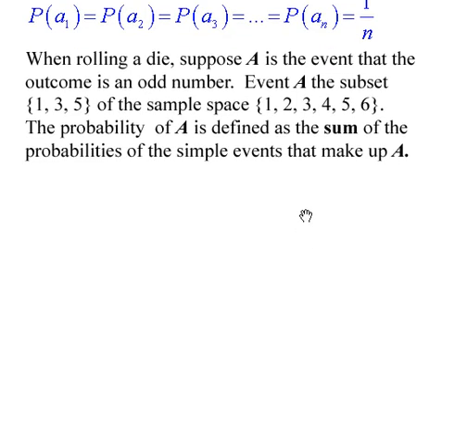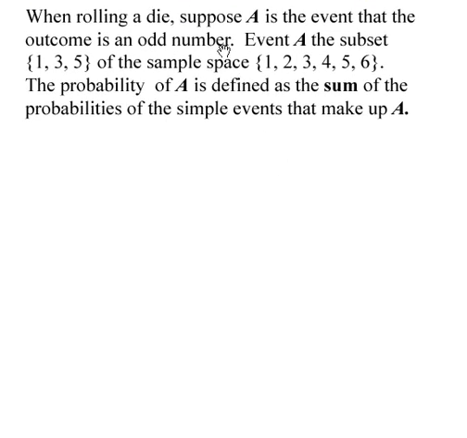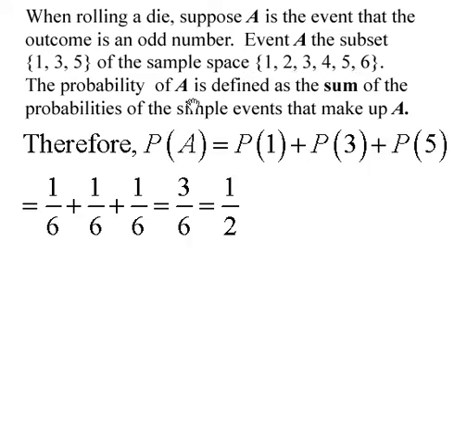So let's get to another situation. Say we roll a single die. We're going to let the capital letter A represent the event that we get an odd number. So the odd numbers from rolling a standard fair six-sided die are 1, 3, or 5. Our sample space is 1, 2, 3, 4, 5, 6. And we can represent the probability of A as the sum of each simple event. So the probability of getting a 1 or a 3 or a 5 is the probability of rolling a 1 plus the probability of rolling a 3 plus the probability of rolling a 5.